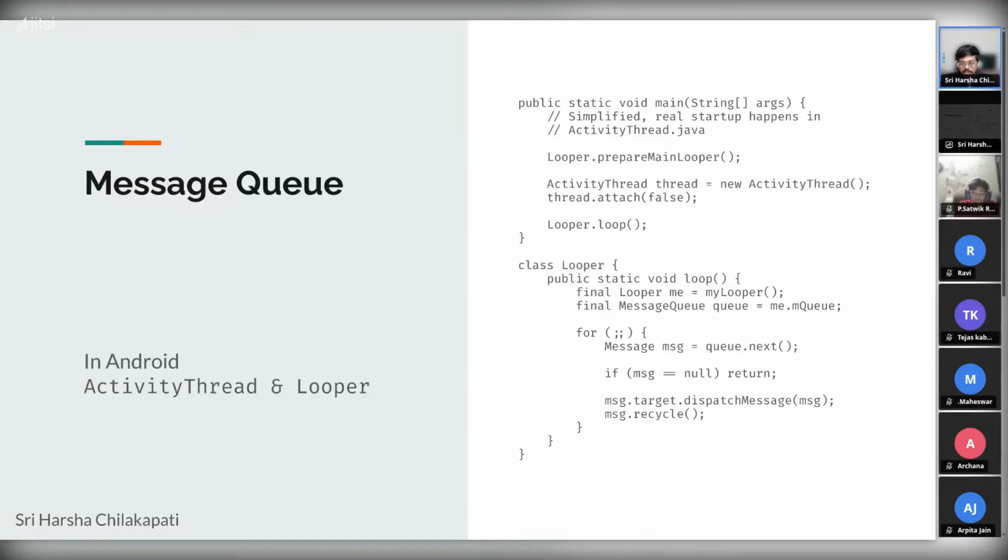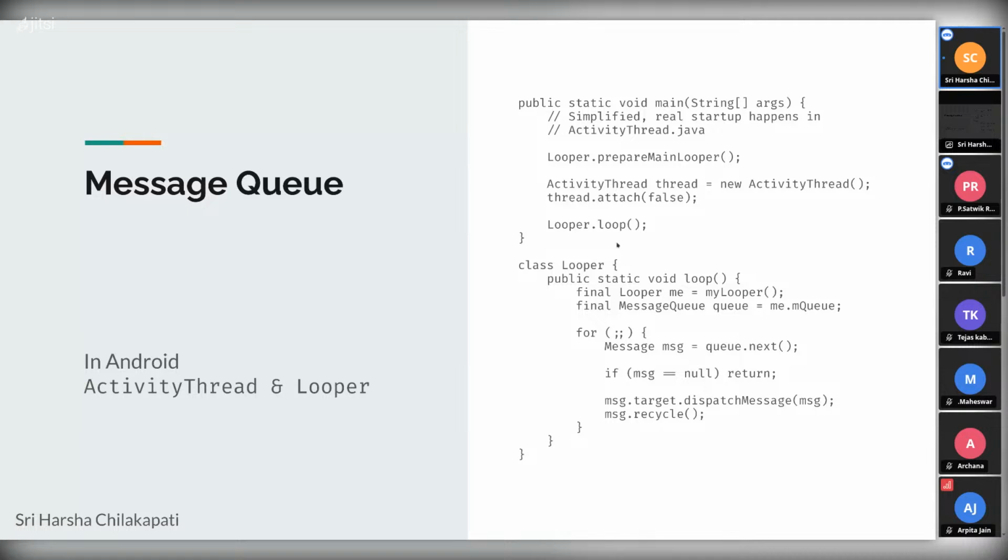So what it does, there is a message queue again. It is getting an instance of the message queue. And again, there is this infinite for loop. It is getting a message with queue.next. If message is null, then we are breaking. That means it will start blocking the thread until the next message. Now, once the message comes, it is dispatching, and then recycling it so that it prepares for the next event.